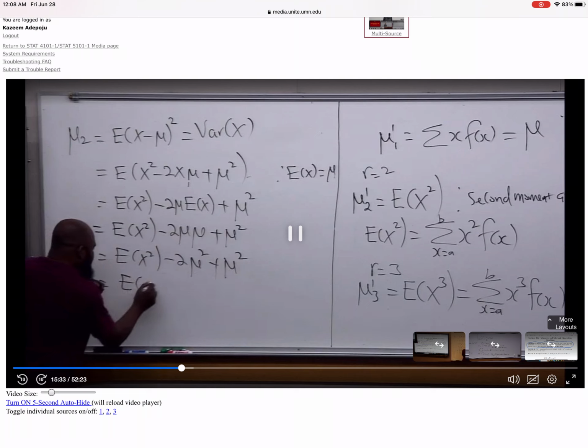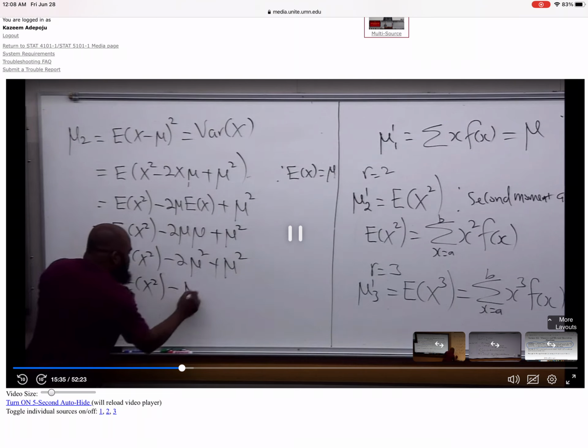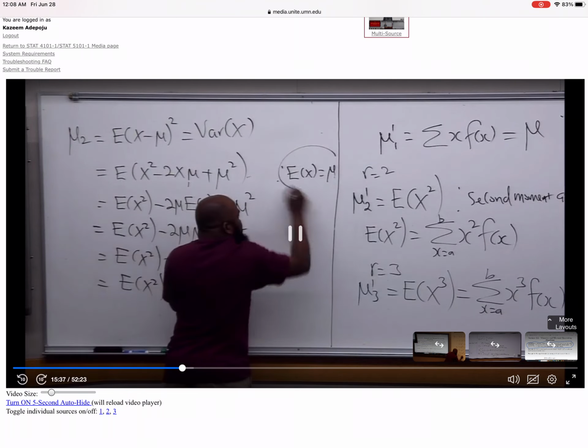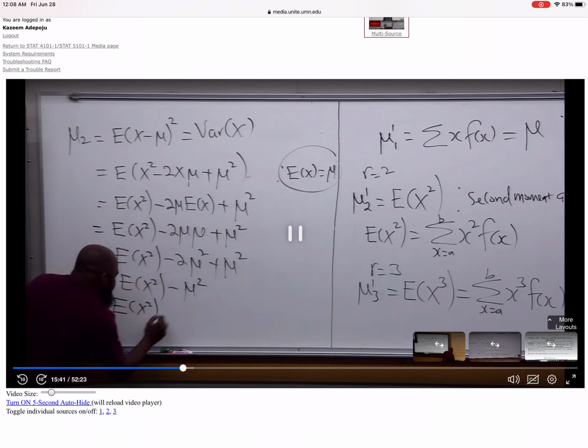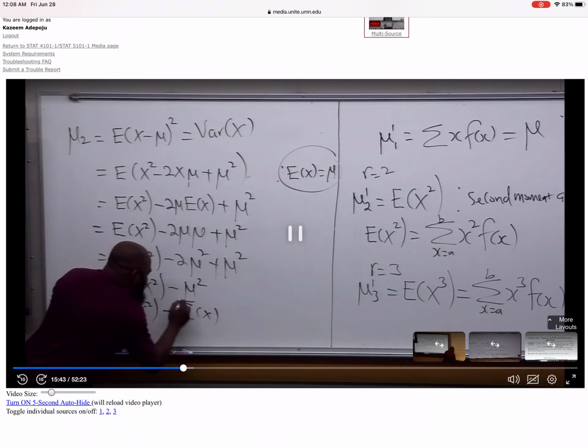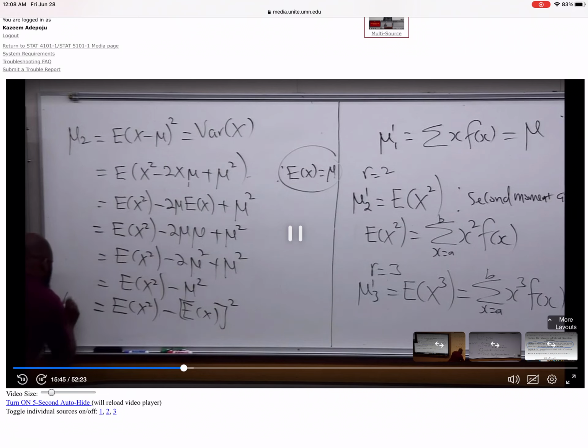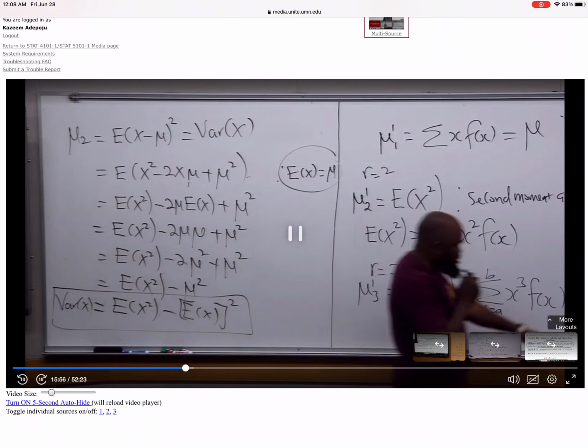Don't forget, this is equal to that. Finally, I'm actually going to have this minus this, which is the variance of x. Do you remember? We've been using this guy all this while, right? This is the origin. It's the second moment about the mean. The second moment about the mean is variance.